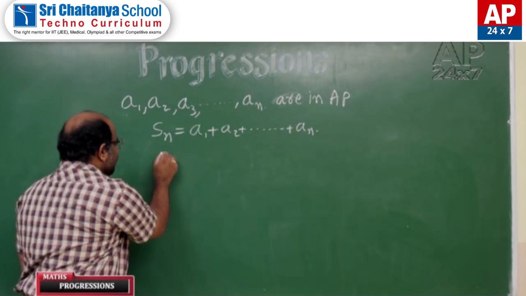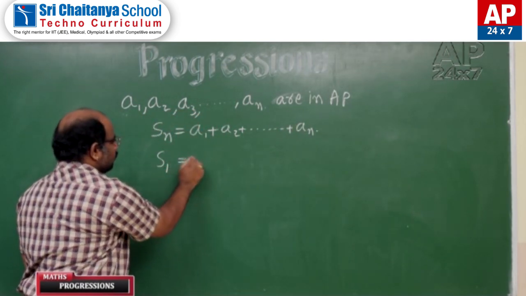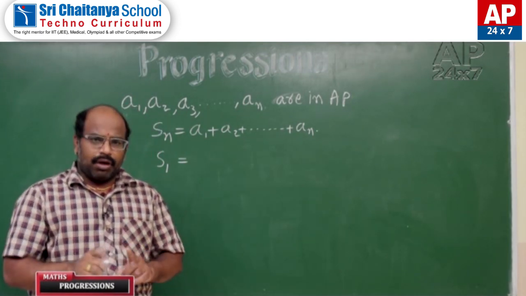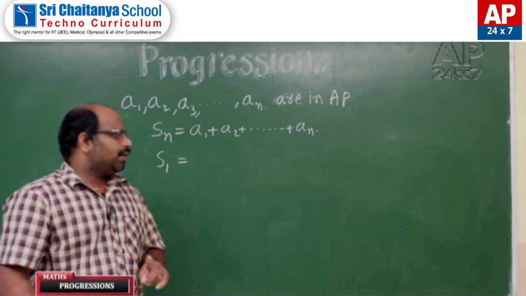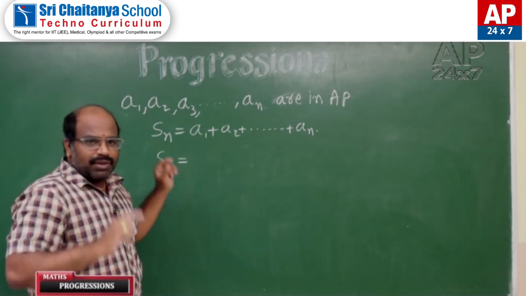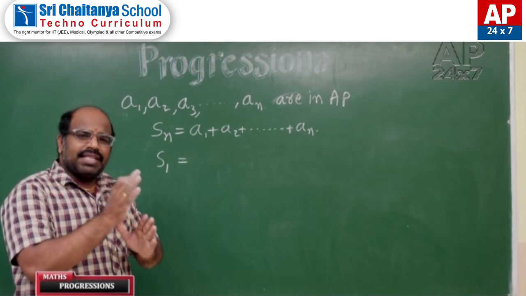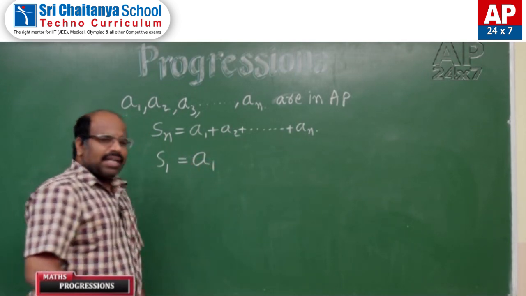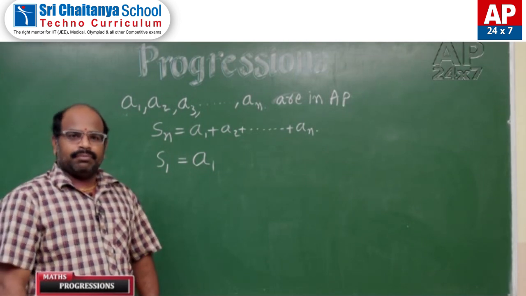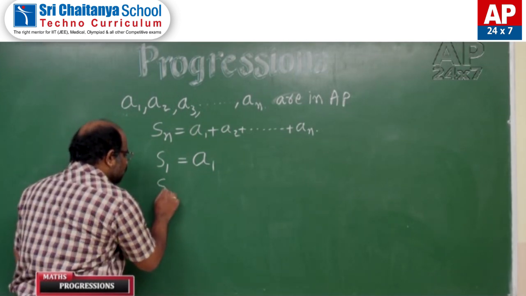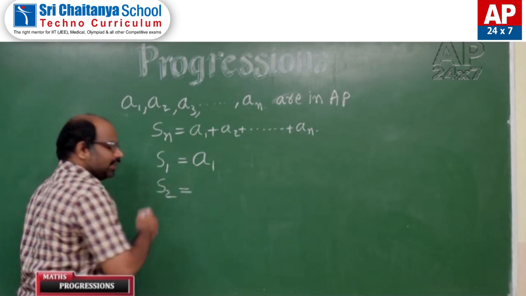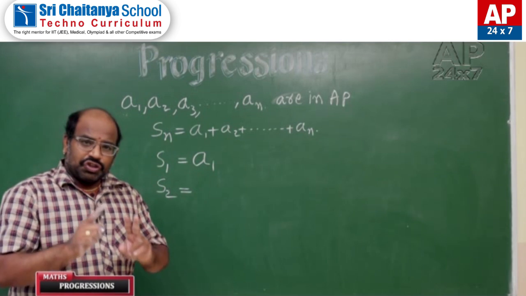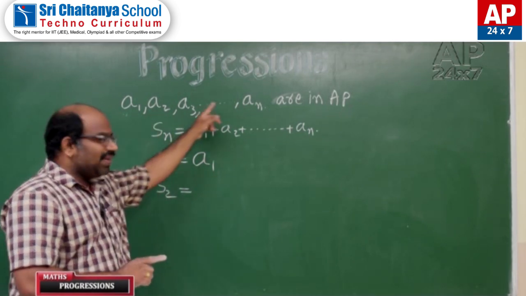Now what is the meaning of S1? Sum of the first term of an AP. Here the first term is only 1, so nothing is there to add. So S1 is directly equal to A1. What is the meaning of S2? Can you say? Right. S2 is nothing but the sum of the first two terms of the given AP.